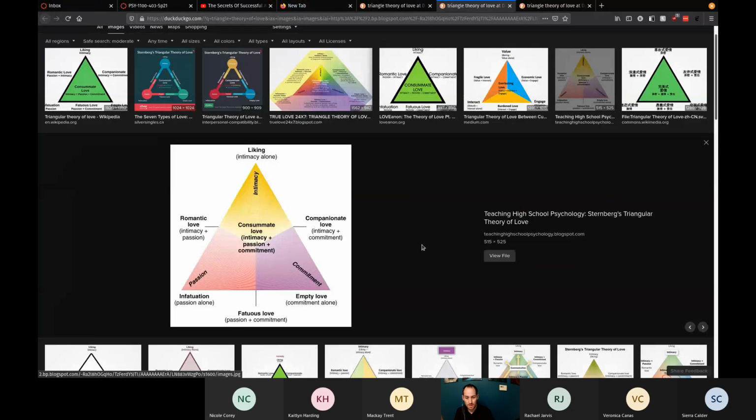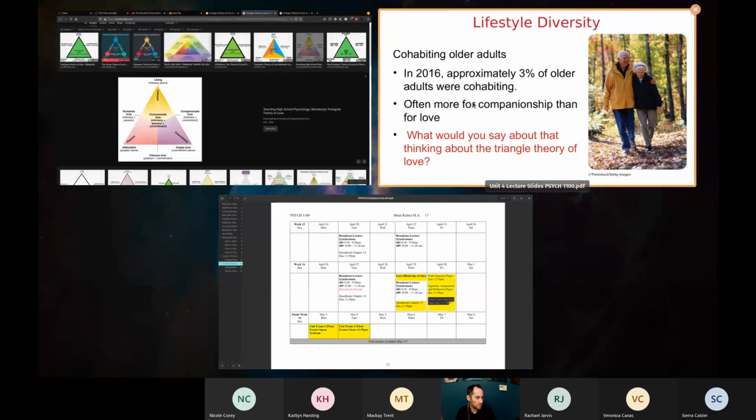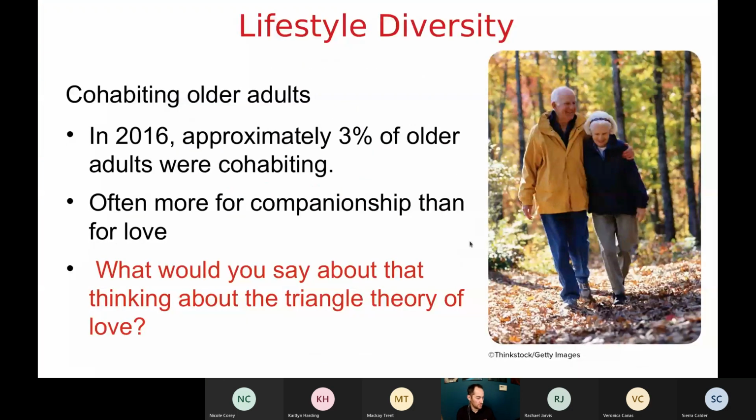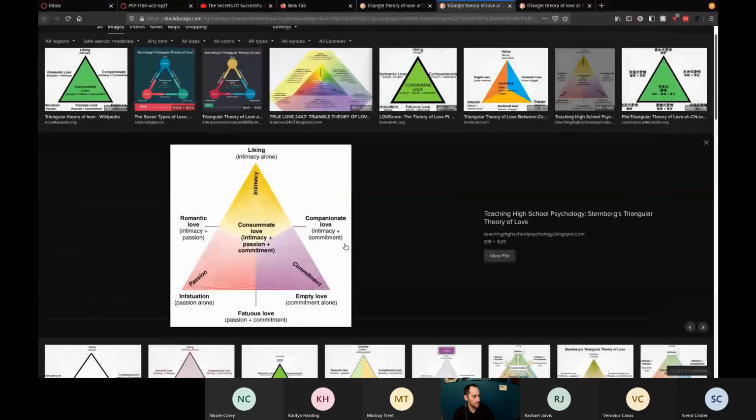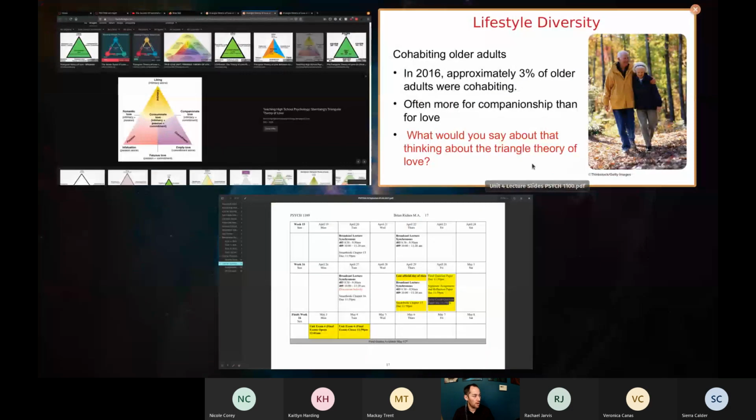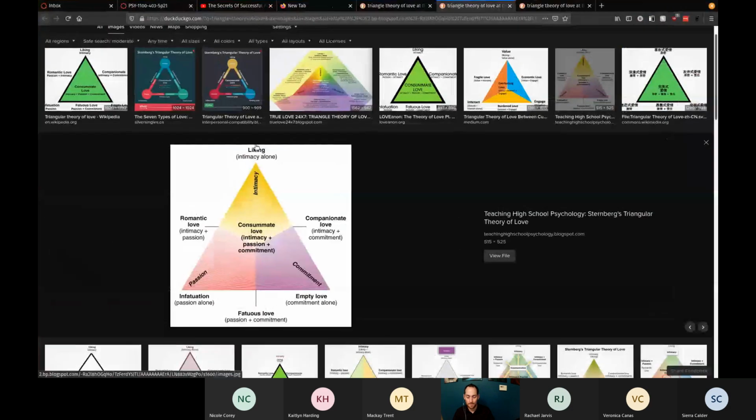All right, this one's a pretty good one. So looking at this, what do you think it is that the researchers are saying in relation to the triangle theory of love? They're saying it's more for companionship than love. Where might that fall on this triangle theory of love?